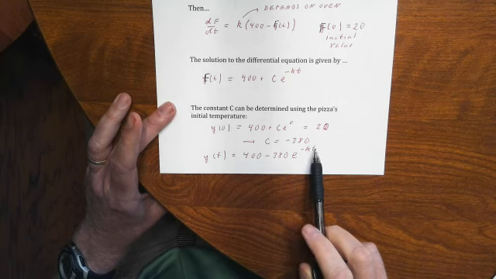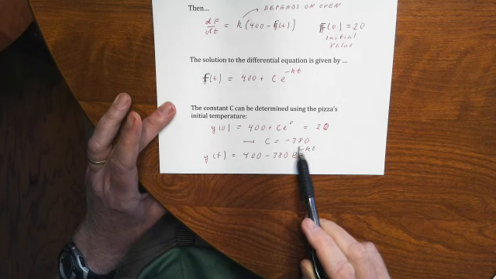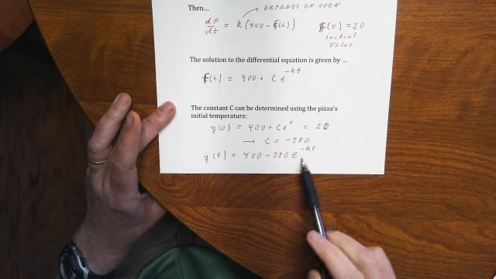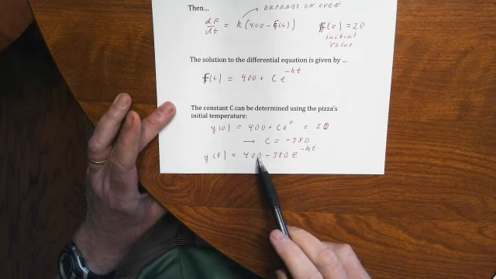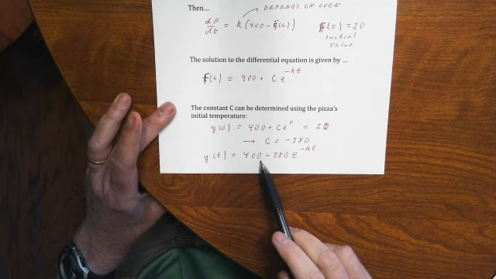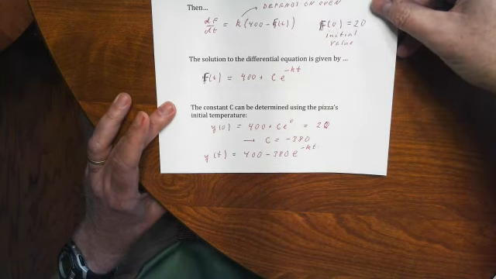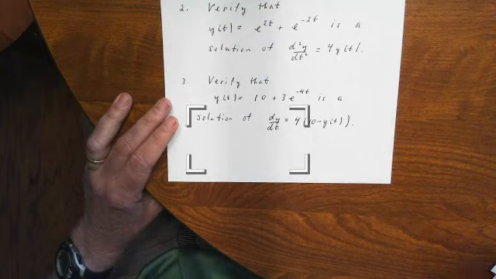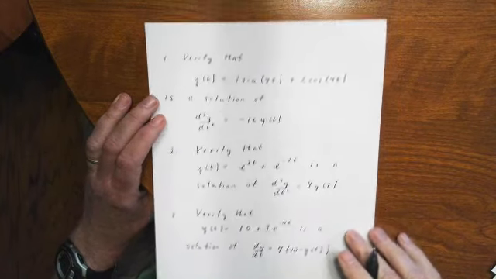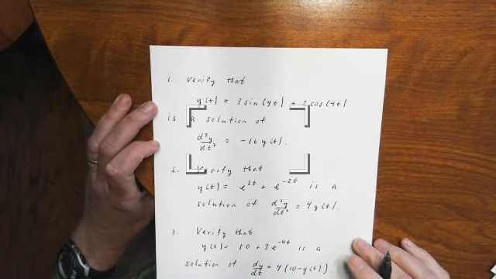And notice what happens as t gets large. This exponential is going to go to 0, which means this whole quantity will go to 0, which means the temperature will go to about 400 degrees. In other words, if we leave the pizza in the oven long enough, its temperature will rise to 400 degrees, which is somewhat obvious. So here are some problems for you to work on in preparation for class.